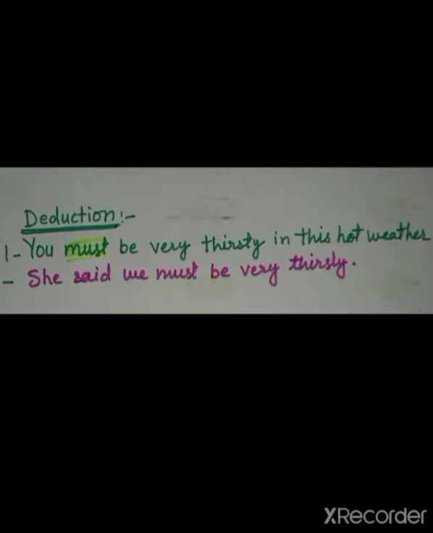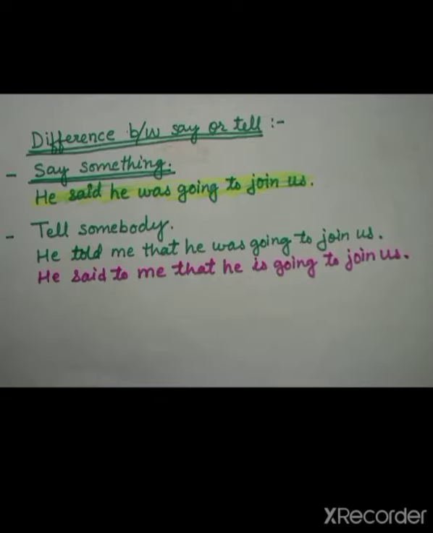Now for the difference between say and tell. Basically, you say something but you tell somebody. He said he was going to join us, whereas "told" has to be followed by an object without "to". So he told me that he was going to join us. However, you can say something to somebody. He said to me that he was going to join us.